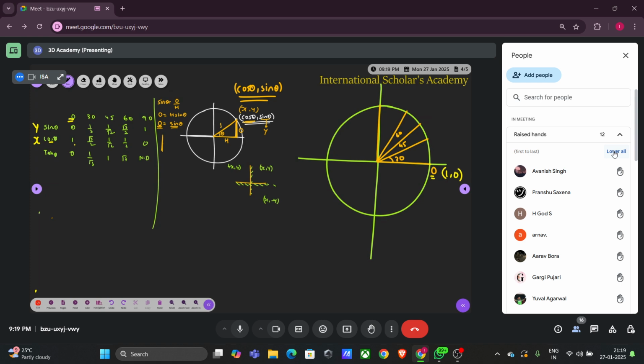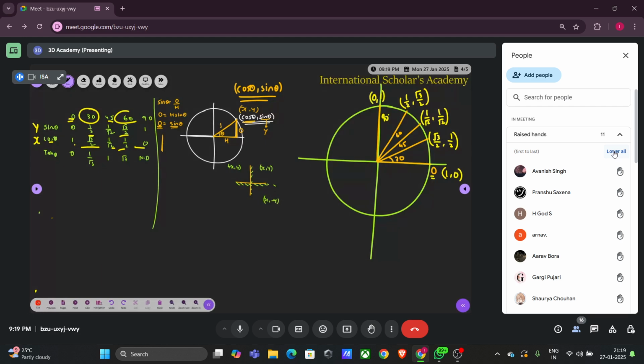What is the value of y? 0. At 30 degree, what is the value of x? Root 3 by 2. What is the value of y? 1 by 2. At 45 degree, x is 1 upon root 2. So this is 1 upon root 2 comma 1 upon root 2. At 60 degree, it is 1 upon 2 comma root 3 by 2. And at 90 degree, x is becoming 0, y is becoming 1.